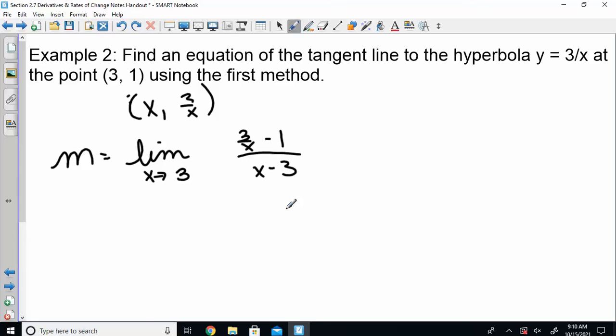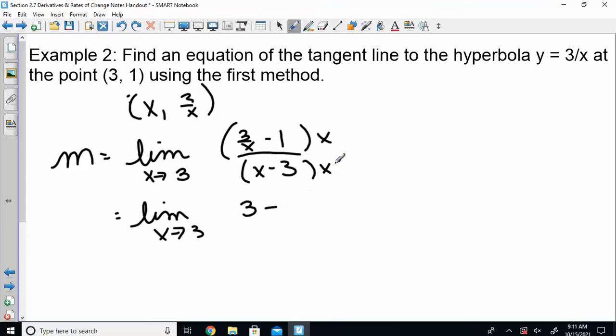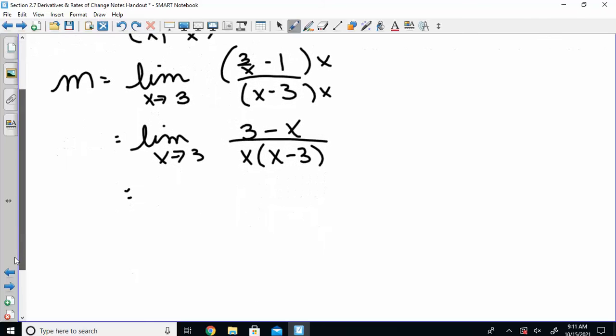And so now, what do I need to do? Any ideas? Do we usually leave a fraction within a fraction? No. So one option could be multiply top and bottom by x. So 3 over x times x is 3. 1 times x is x, over x times x minus 3. What do you notice here? Same thing on top and bottom.